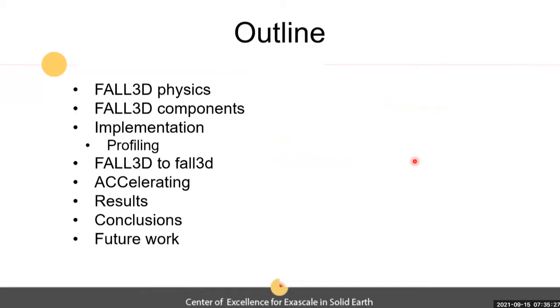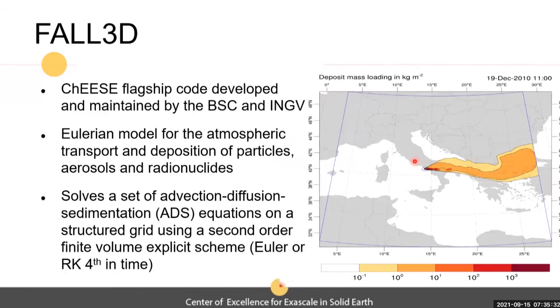This is the agenda of this talk. First, I'm going to tell you briefly about our scientific application. FALL3D, in a nutshell, is a CHEESE flagship code developed and maintained by the Barcelona Supercomputing Center and the National Institute of Geophysics and Volcanology in Spain and Italy, respectively. It uses an Eulerian model for the atmospheric transport and deposition of particles, aerosols, and radionuclides.